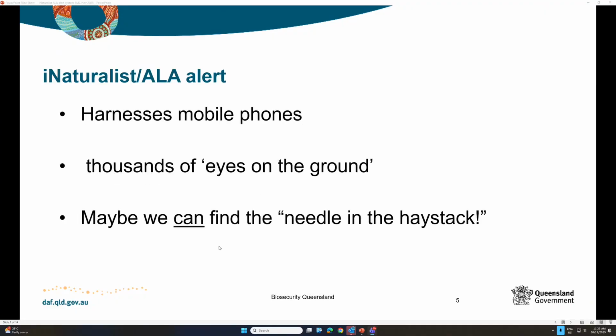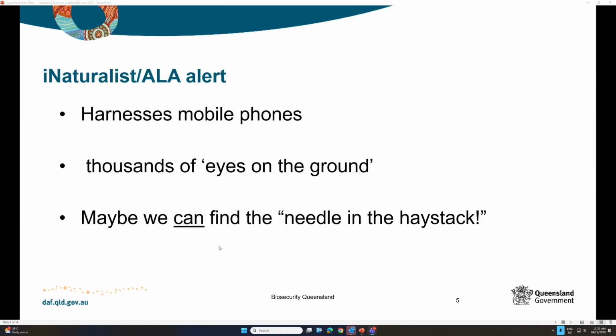So the strength of iNaturalist is that it is harnessing the popularity of mobile phones. This has never happened before. Literally anyone with a mobile phone can take a photo of any animal, plant or fungus. They can load it into iNat, which is primarily an identification tool.